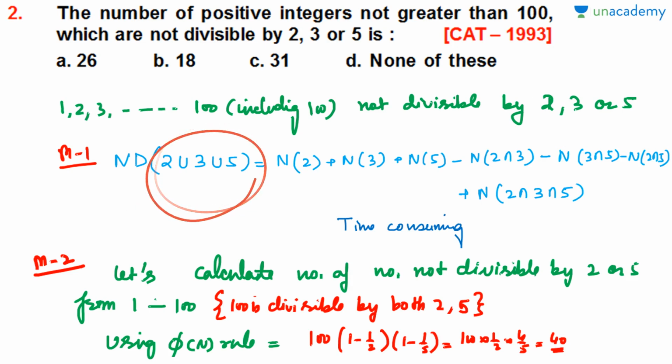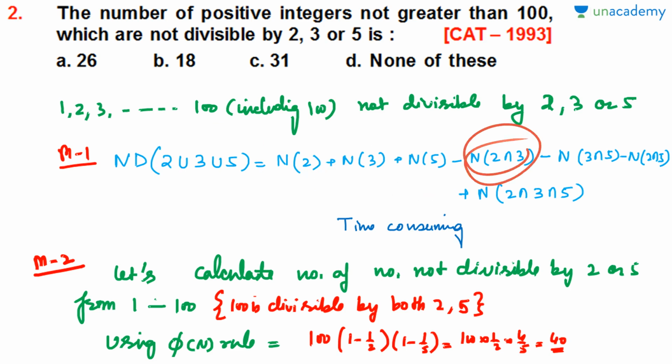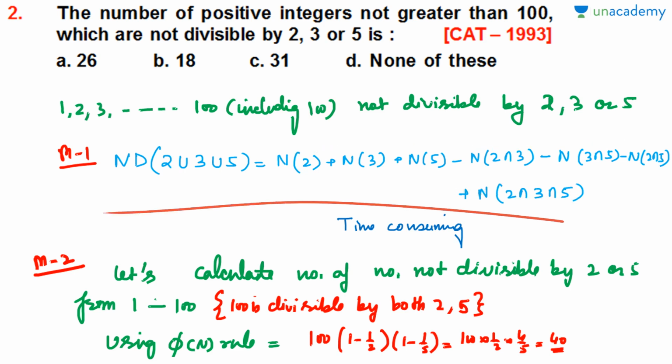Okay, so the first method is we'll calculate numbers not divisible by 2, 3 or 5. It is 2 union 3 union 5, and we'll calculate those numbers which are divisible by 2, then those divisible by 3, and then those divisible by 5. Then we'll subtract those common numbers which are divisible by 2 and 3, then 3 and 5, then 2 and 5, and then we'll add those numbers which are divisible by 2, 3 and 5. But it will take time to calculate all these numbers. This method is time consuming, right?